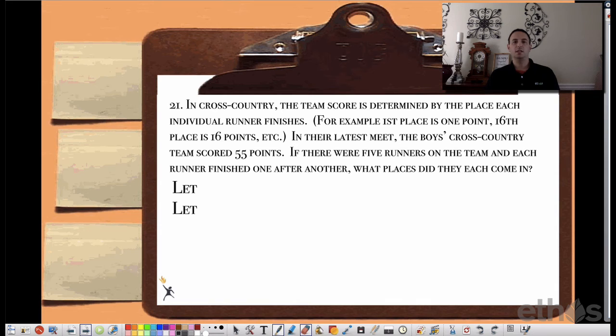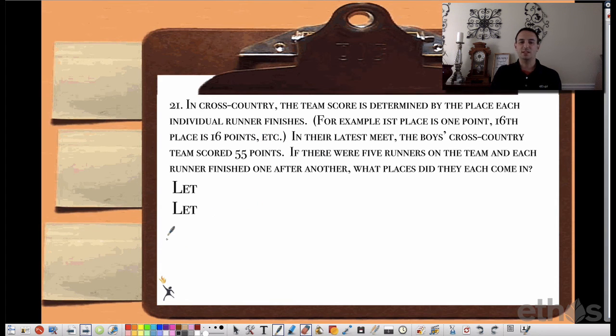So this one is really the next step on the concept. I'm going to walk you through this one. I don't have any for you to practice on your own on this one. This is a more real life example. In cross country, a team score is determined by the place of each individual runner. For example, first place gets 1 point. 16th place will get 16 points. In the latest meet, boys cross country scored 55 points. If there were 5 runners on the team, and each runner finished one after each other, so that we get consecutive numbers, what places would they be in?